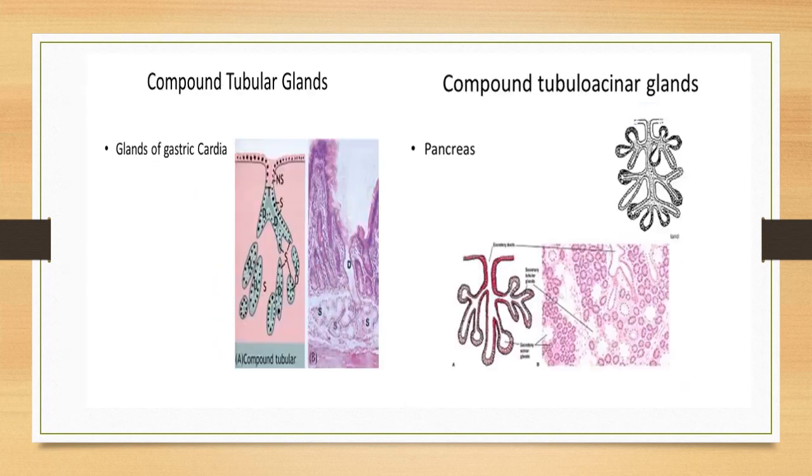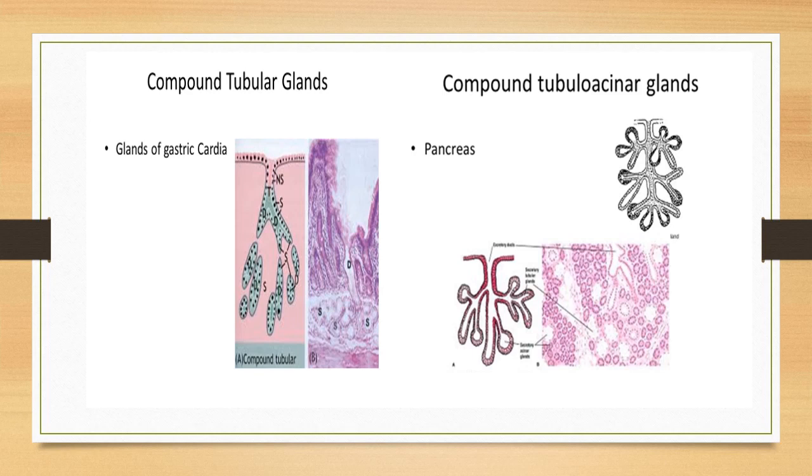Now you can see here the compound glands. The secretory portion here is tube-like. So we call it a compound tubular gland because the duct is branching. And you can see in the photomicrograph also the gastric glands of the stomach, they are called the compound tubular glands.